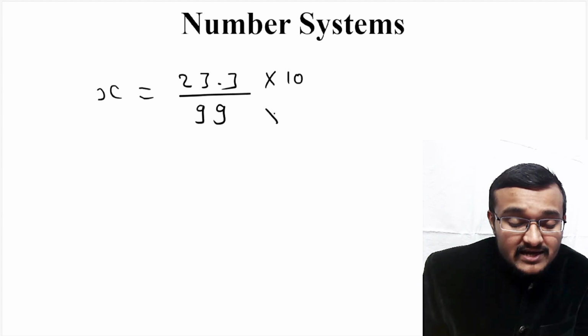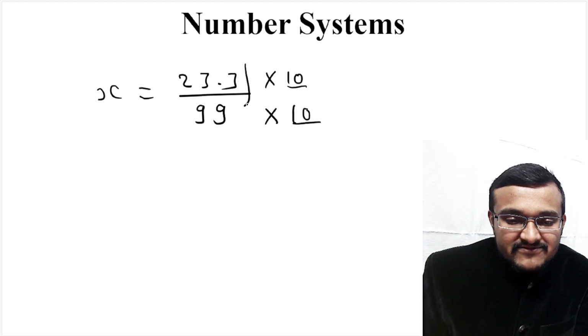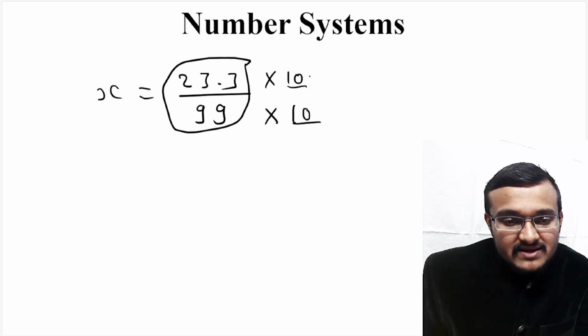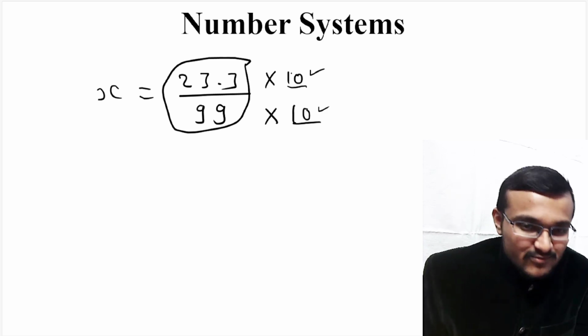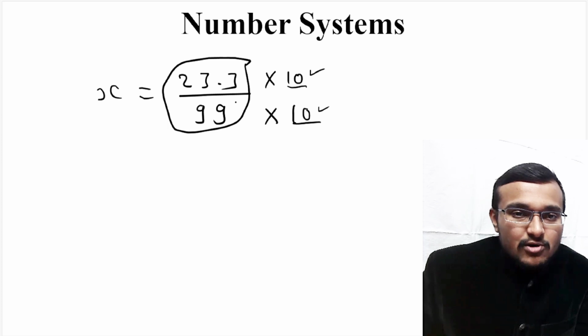So I'll multiply 10 to both numerator and denominator, because when I multiply 10 to both numerator and denominator, the 10 and 10 get cancelled with each other, and then again you will get the same value, that is 23.3 divided by 99. So that's why when you multiply 10 to the numerator, you have to multiply 10 to the denominator as well, so that the equation, or the value, is not altered.